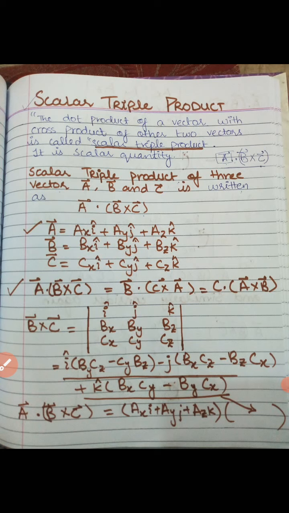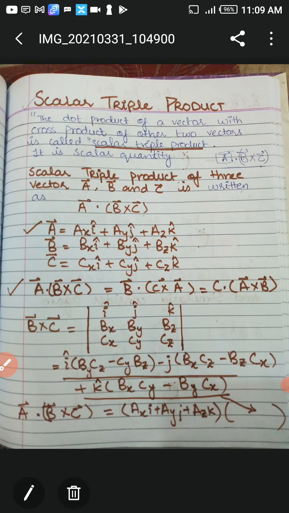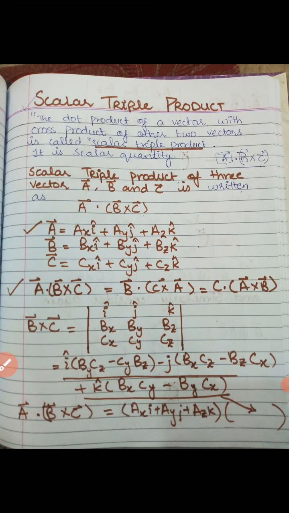The dot product of a vector with the cross product of other two vectors is called scalar triple product. Now I am going to the definition: the dot product of a vector with the cross product of other two vectors is a scalar triple product. It is represented by A dot B cross C, which is the mathematical form of the dot product of a vector with the cross product of other two vectors.